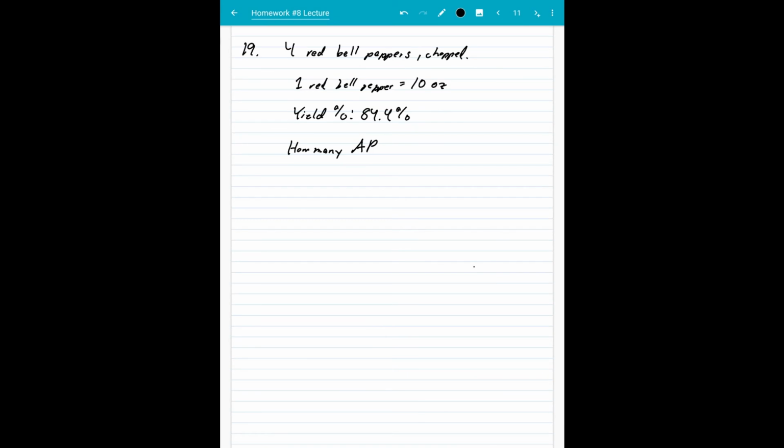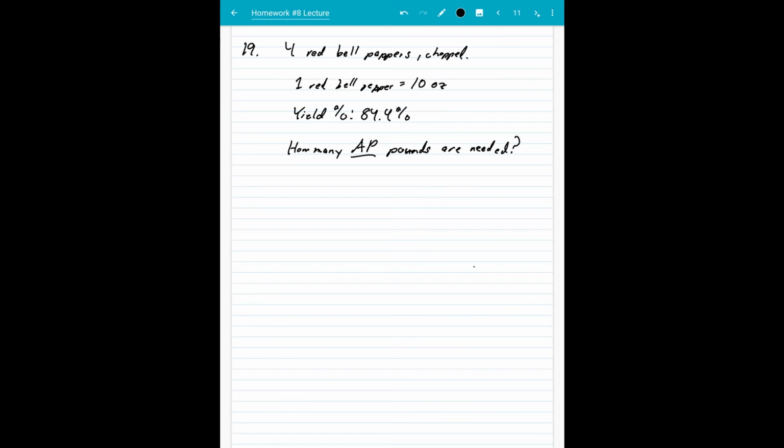Now, this one's a little tricky. It says a recipe calls for red bell peppers. So 4 red bell peppers, and it says chopped. On average, red bell peppers have a purchase weight of 10 ounces each. So we'll say 1 red bell pepper is about equal to 10 ounces. They have a yield percentage of 84.4%. What number of AP pounds are needed for this recipe? So how many AP pounds are needed?